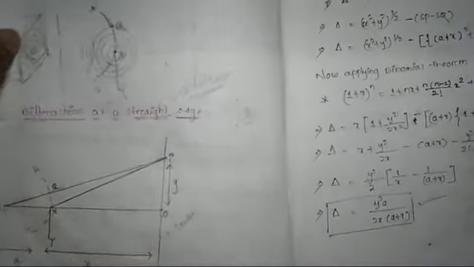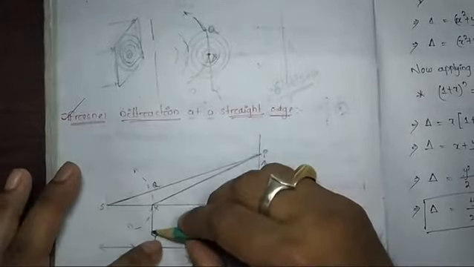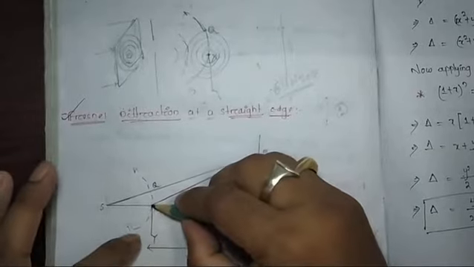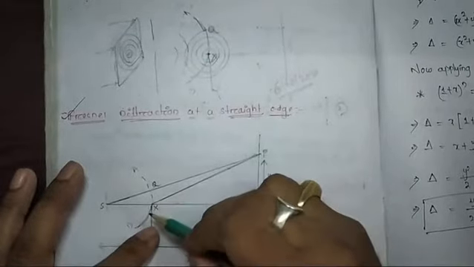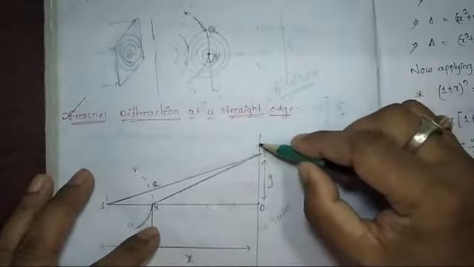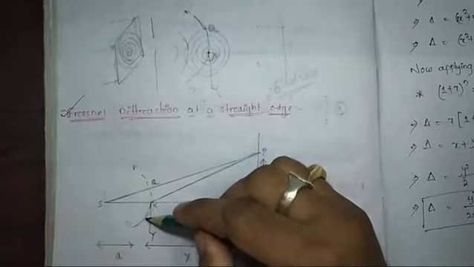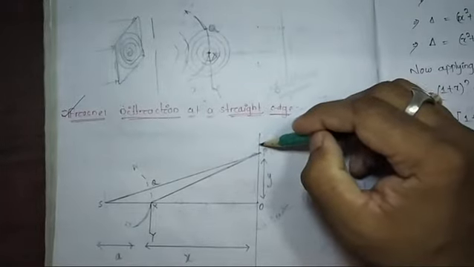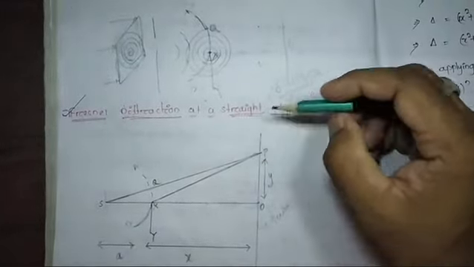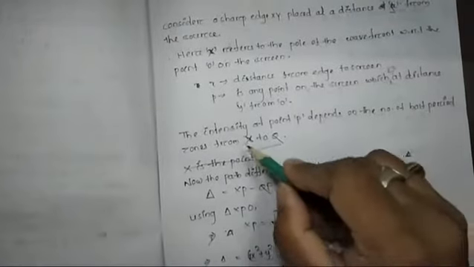In our straight edge case, below this straight edge, or below this point X, this much wavefront cannot be considered for the intensity at point P. That means this portion of the wavefront cannot contribute to the variation of the intensity at point P. Hence the intensity at point P depends on the number of half period zones from X to Q.